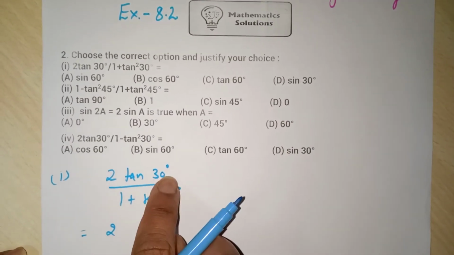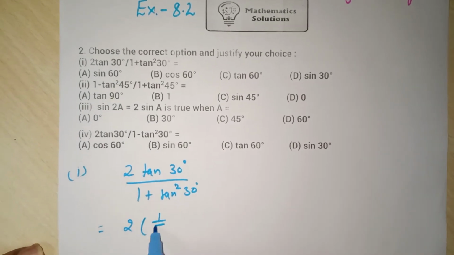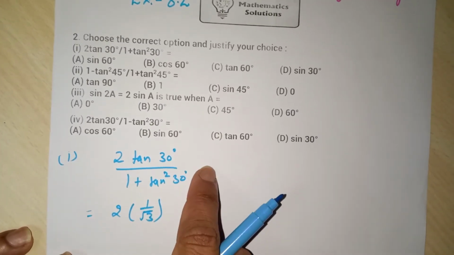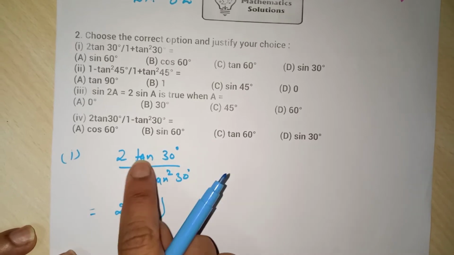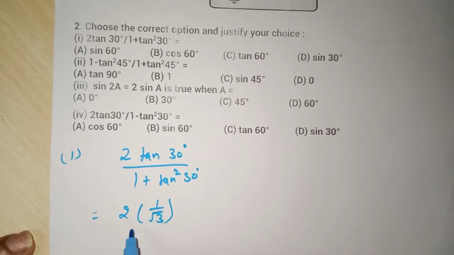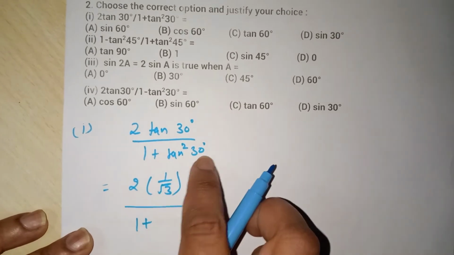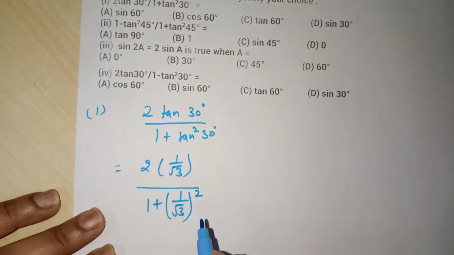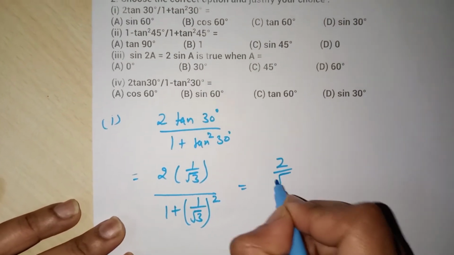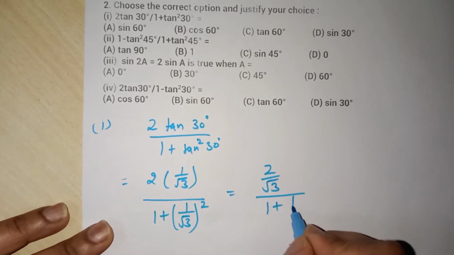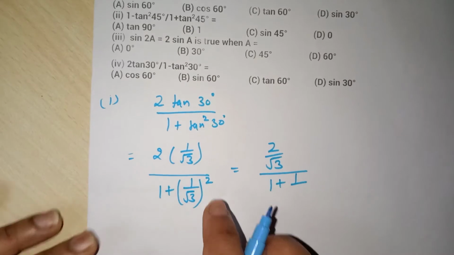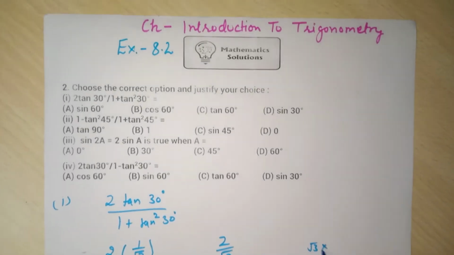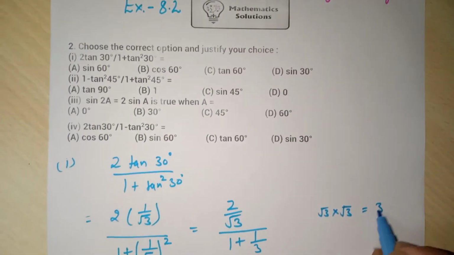We know that the value of tangent 30 degree is 1 by under root 3, because sin 30 is 1 by 2 and cos 30 is under root 3 by 2. So when we divide them, we will get the value of tangent 30 as 1 by under root 3. Divided by the square of the value of tangent at 30 degree. So we will square it. Here it becomes 2 by under root 3 and here the square of square root 3 is equal to 3, as I told you in the previous video.